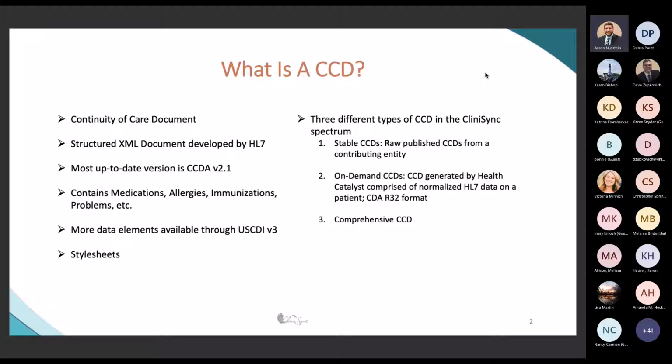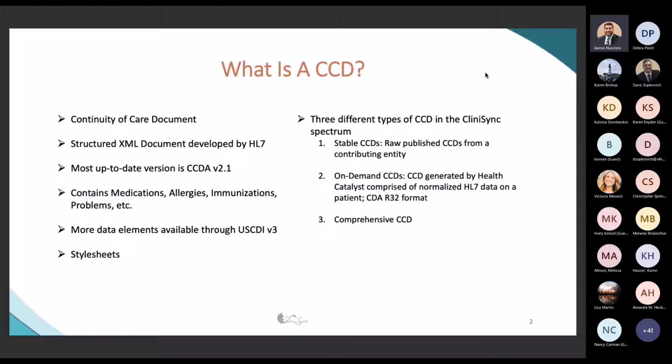Within the CliniSync environment, there are 3 types of CCDs that you would be able to see from us. One is simply a stable CCD. That's just the raw data that is published from the hospital or the practice. You submit the data, and we are going to present it as it is. We're not changing any of that data. It is what it is.